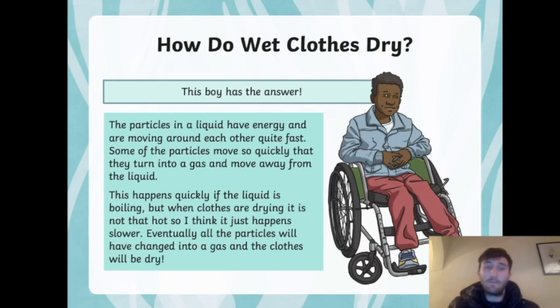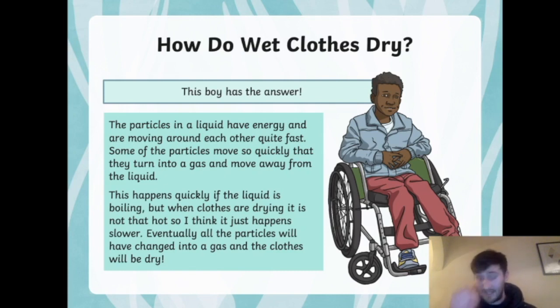The particles in a liquid have energy and are moving around each other quite fast. Some of the particles move so quickly that they turn into a gas and move away from the liquid. And this happens quickly if the liquid is boiling. But when clothes are drying, it is not that hot, so I think it just happens slower. Eventually, all the particles will have changed into a gas and the clothes will be dry. And that happens when something gets a little bit hotter.